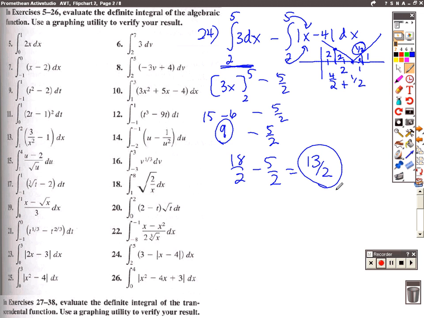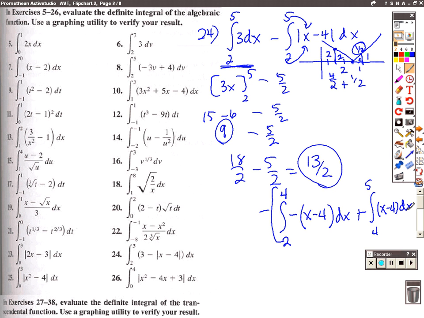Again, for the absolute value part, if you wanted to, you could have broken it up to go from 2 to 4 of the negative side of x minus 4, so to speak, plus 4 to 5 of the positive side of the absolute value, which just gives you more algebra and more arithmetic to do. But you really need to study these strategies and this technique.